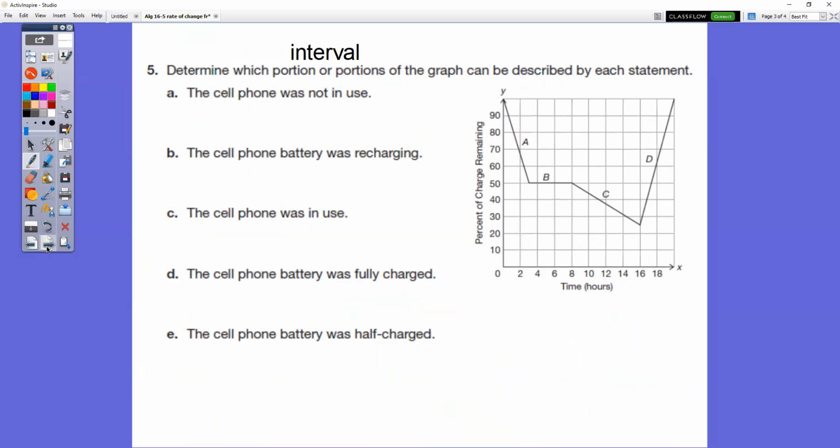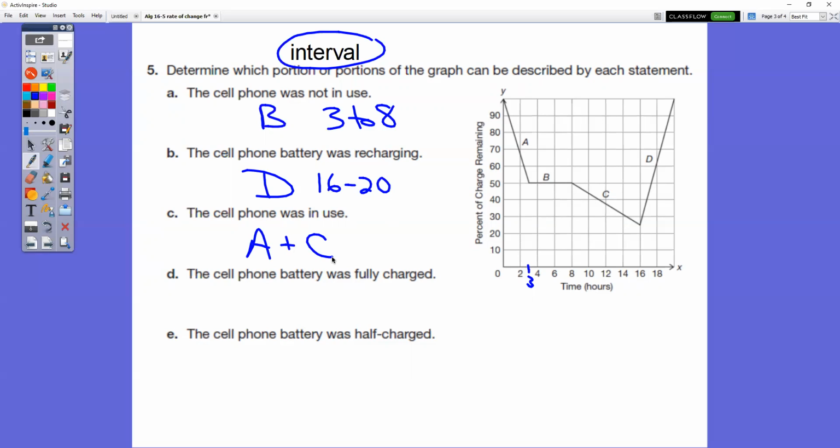In question number 5, determine which portion or portions, by that they mean which interval, A, B, C, or D, of the graph can be described by the statement. The cell phone was not in use. Is it A, B, C, or D that the cell phone wasn't in use? B, all right? And that is from hour number 3 to hour number 8, from 3 to 8 in the hours. The cell phone battery was recharging. What segment is that? A, B, C, or D? D, all right? And that would really go from, the interval would be hour 16 to hour 20. The cell phone was in use. A and C.